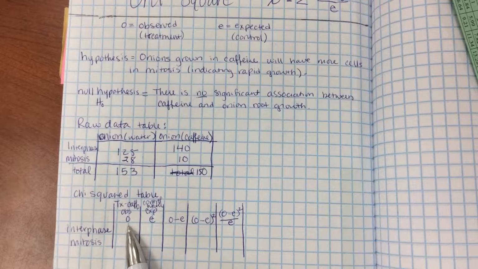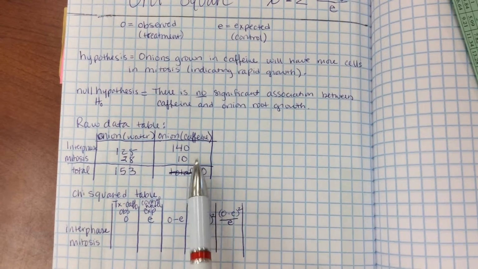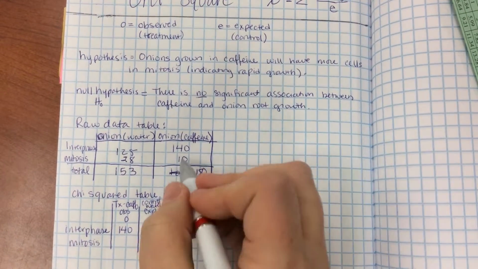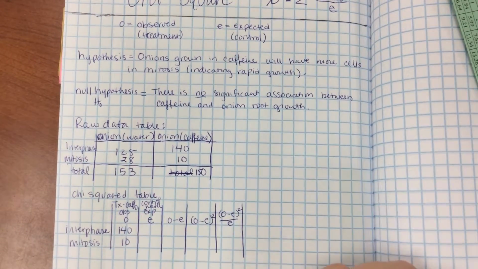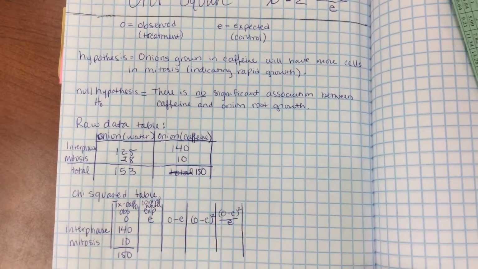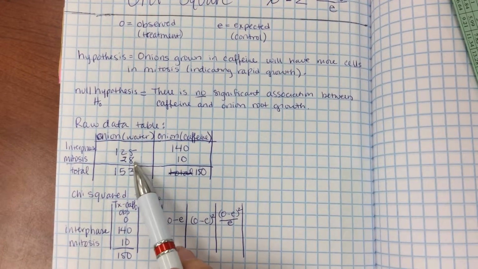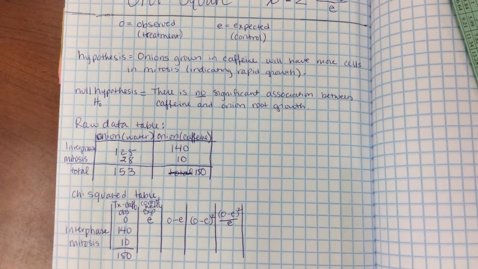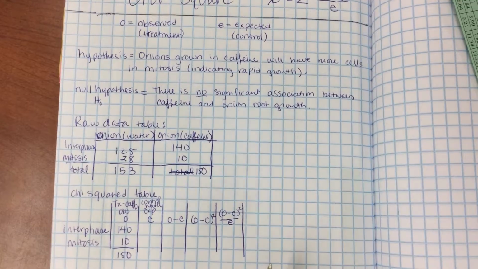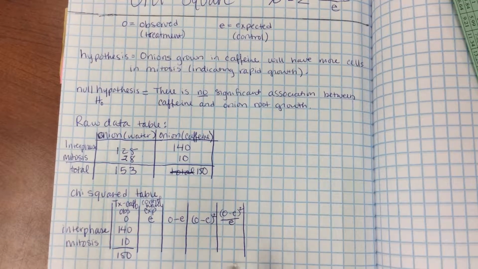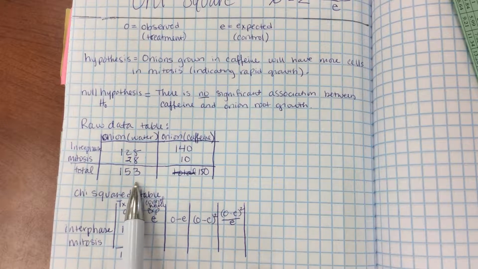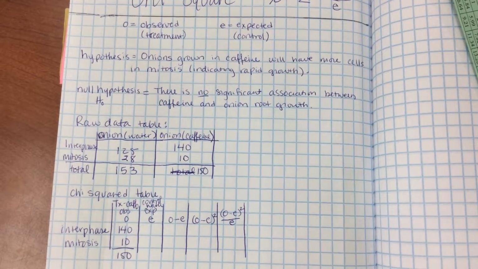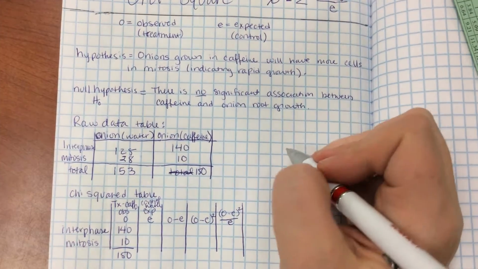So for my treatment values, I can just pull these right off of my raw data table. So I had 140 cells in interphase in the caffeine, so I just moved that down. Then I had 10 cells in the mitosis, so that brought my total to 150. So you might think that we can just bring these down as well, but the problem is that we really need our two totals to match each other. They need to be equal in order to be able to run the statistical test. So what we're going to need to do is translate this data and convert it into numbers that equal 150.